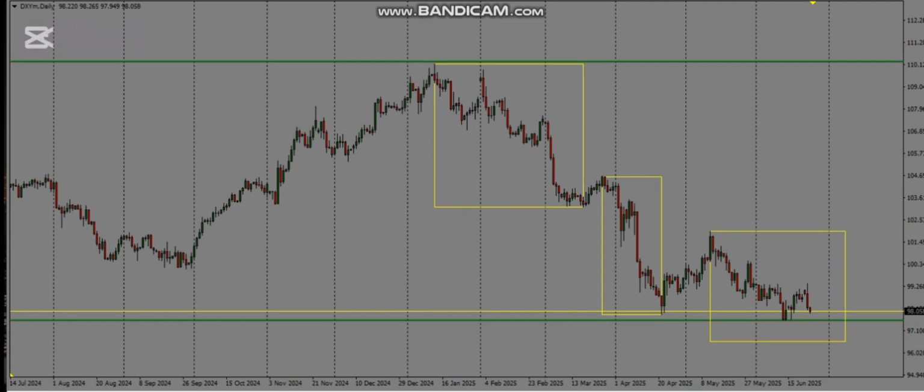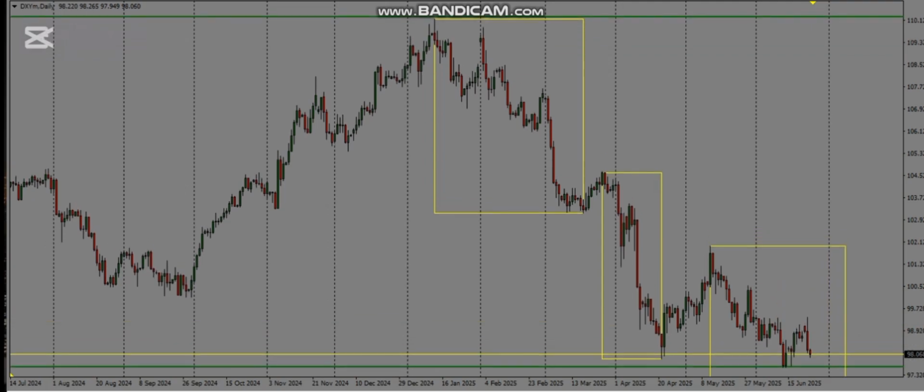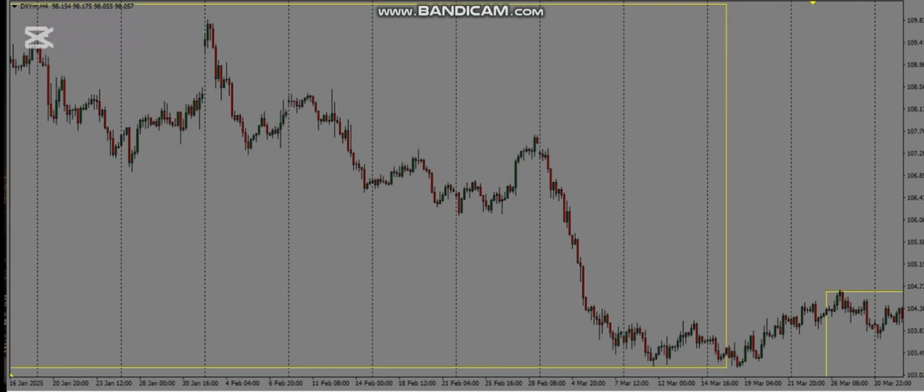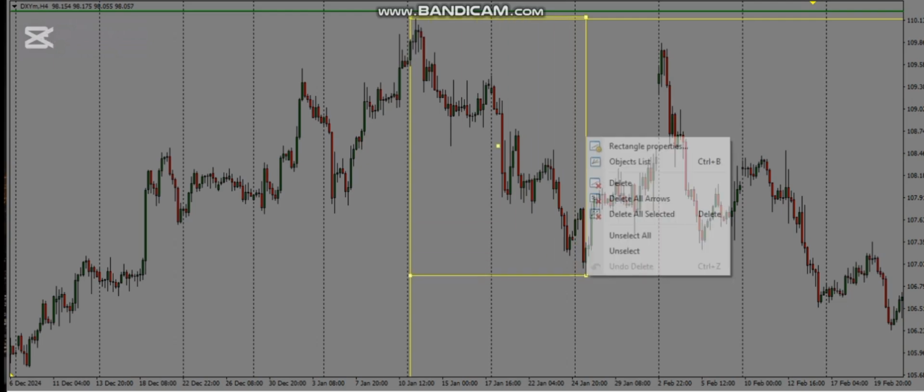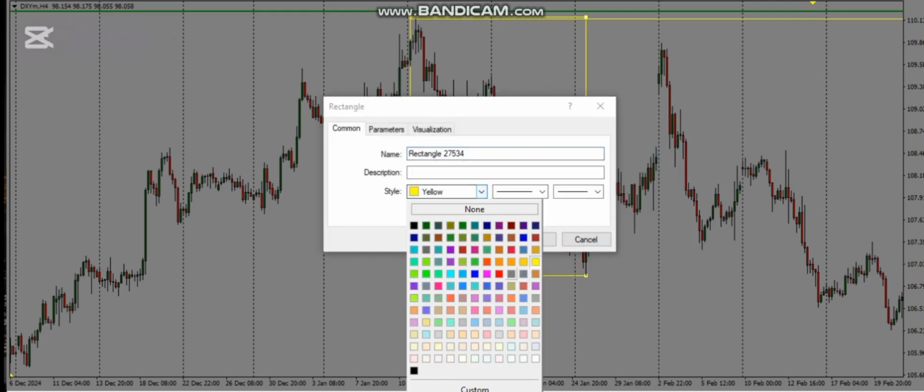So now after drawing three levels on the daily time frame, we will shift down to the H4 time frame to check that the first level is completed, the second level is completed, and the third pending level is still running. Now shift to the H4 time frame. After shifting to the H4 time frame, this is the first drop in our first level. So change the color.